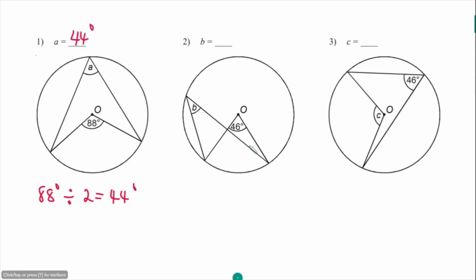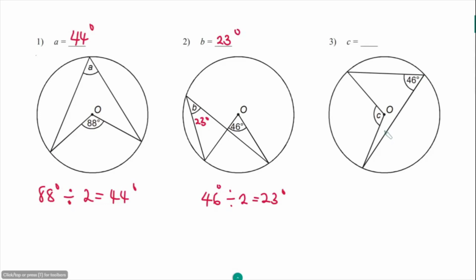Then we come to question B, number 2. If here is 46 degrees at the center, now you need to find an angle here, B, at the circumference. It is still the same thing. You are going to have 46 divided by 2, and that gives you 23 degrees. So here is going to be 23 degrees, and up here, 23 degrees.